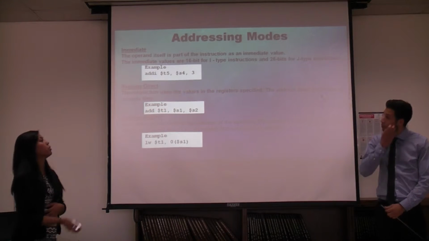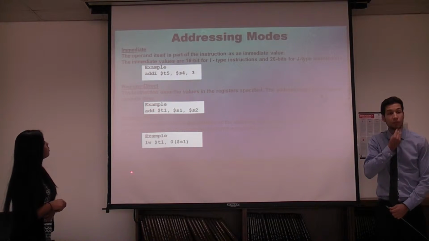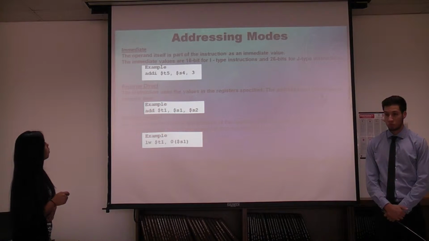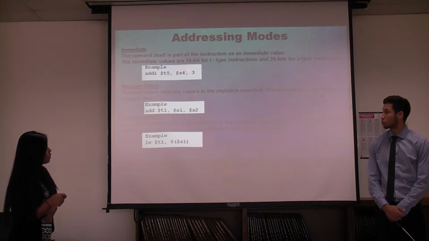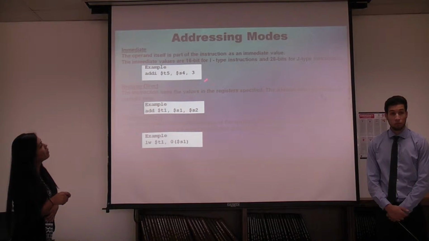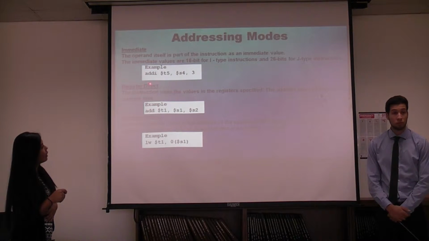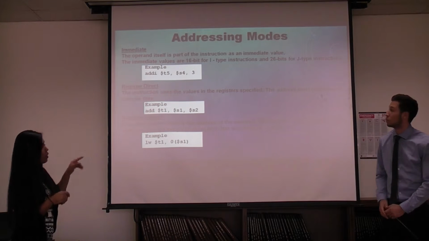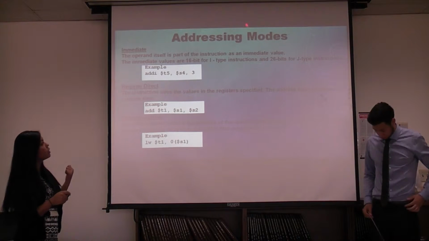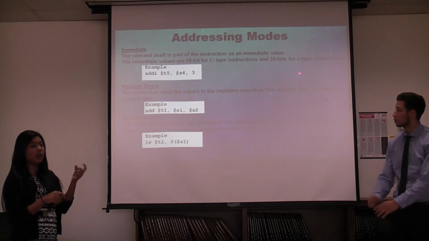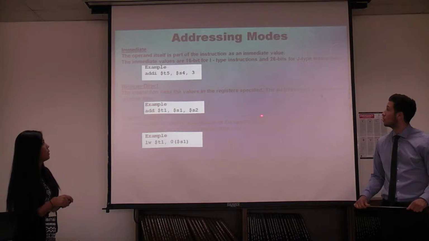So addressing modes. We have three addressing modes, as you can see here. The first one is our immediate addressing mode, which means that the operand itself is part of the instruction as an immediate value. As you can see here, our immediate value is 3, and we're adding it to the content of S4 and storing it back into T5. For our immediate values, for our I instructions, it's only 16 bits, and for our J type instructions, our immediate value is up to 26 bits.